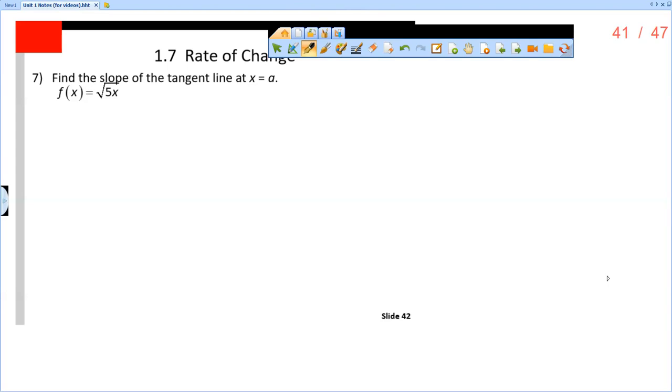All right, this is the notes video for section 1.7, slides 42 and 43. It says find the slope of the tangent line at x equals a. So we're finding the slope of the tangent line to the graph of f at x equals a.